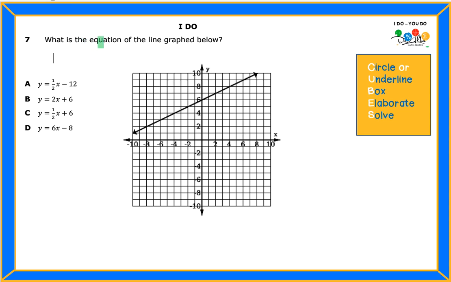Let's read this question. What is the equation of the line graph below? This is not a lot of information in the question, pretty straightforward with the circle, underline, and box. Elaborate. So I'm going to define and remember my steps. If I need to go from a graph or table to an equation, I'm going to follow the same steps.